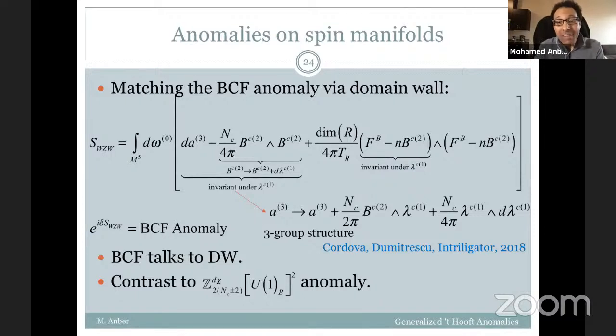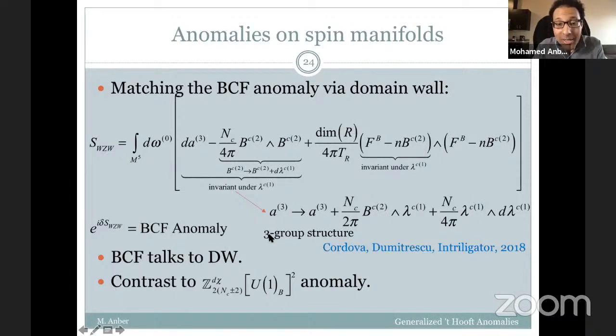And I told you also that every single physical quantity you write down has to be invariant under this lambda C1. However, BC2 is not invariant under lambda C1. It transforms like that under lambda C1, which is telling us that the free-form field that couples to the domain wall has to transform like that under both BC2 and lambda C1. This is telling us that the free-form field is talking to the center flux of the gauge group.